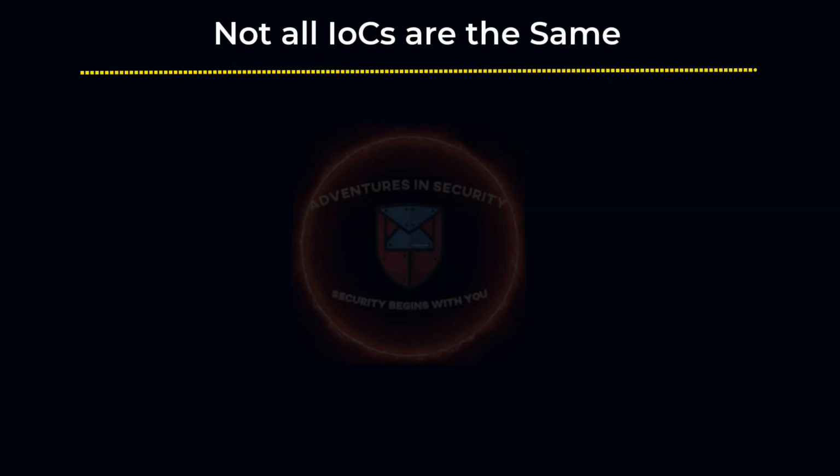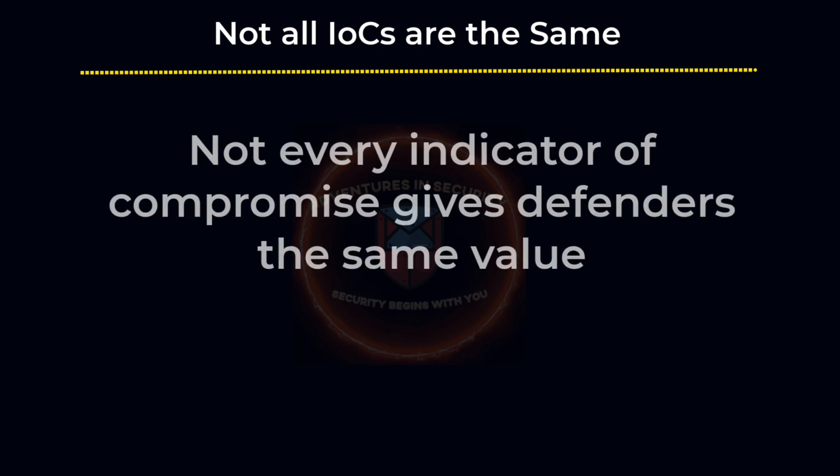Let's begin with the big idea behind this lesson. Not every indicator of compromise gives defenders the same value. In security operations, we often collect many clues after an attack or during suspicious activity. But some clues are fragile. An attacker can swap an IP address, register a new domain, or recompile malware to create a new hash in very little time. Other clues are much harder to replace because they reflect how the attacker behaves, not just which artifact they happen to use today.